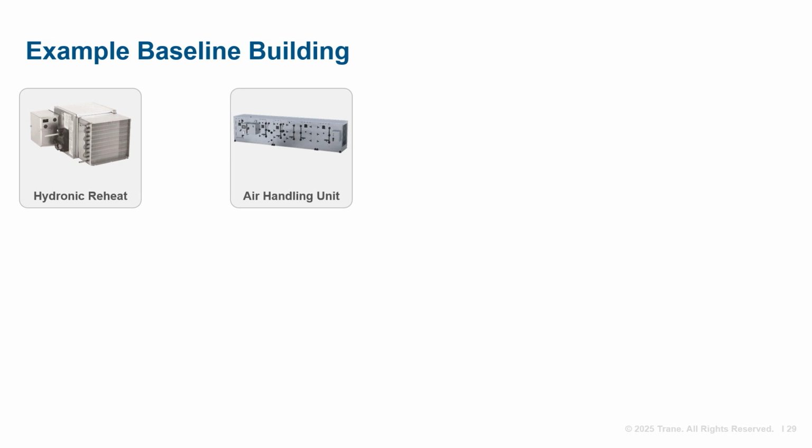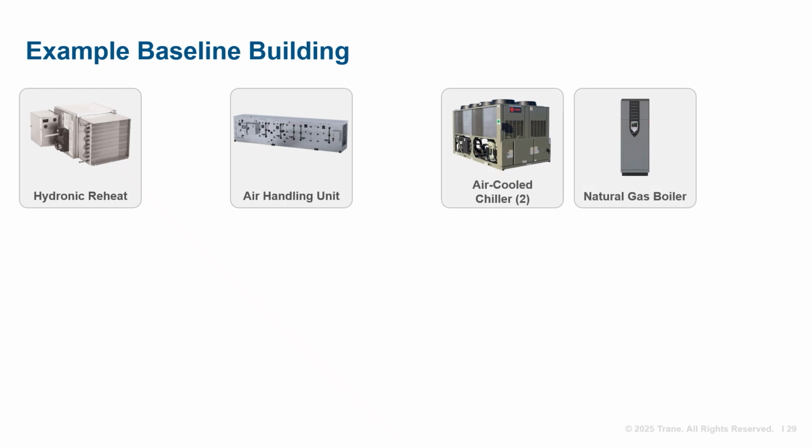The perimeter VAV boxes have hot water coils to provide heat. The VAV boxes don't need to be replaced either, so the airside system could stay in place. The central plant includes 2 air-cooled scroll chillers, which produce chilled water for the air handler cooling coils, and a natural gas boiler to produce hot water for heating. Both the chillers and the boiler are due for replacement.